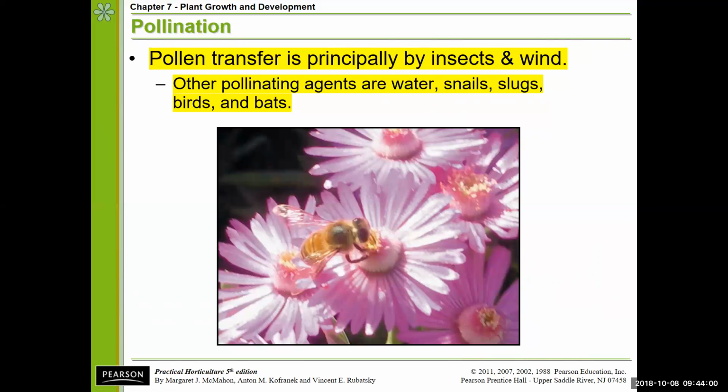But then there are also some other pollinating agents in many different plants, such as water in some cases, snails and slugs, birds, and even bats. Especially like the night blooming plants. Sometimes they are pollinated more by bats and moths rather than the pollinators we have during the day.